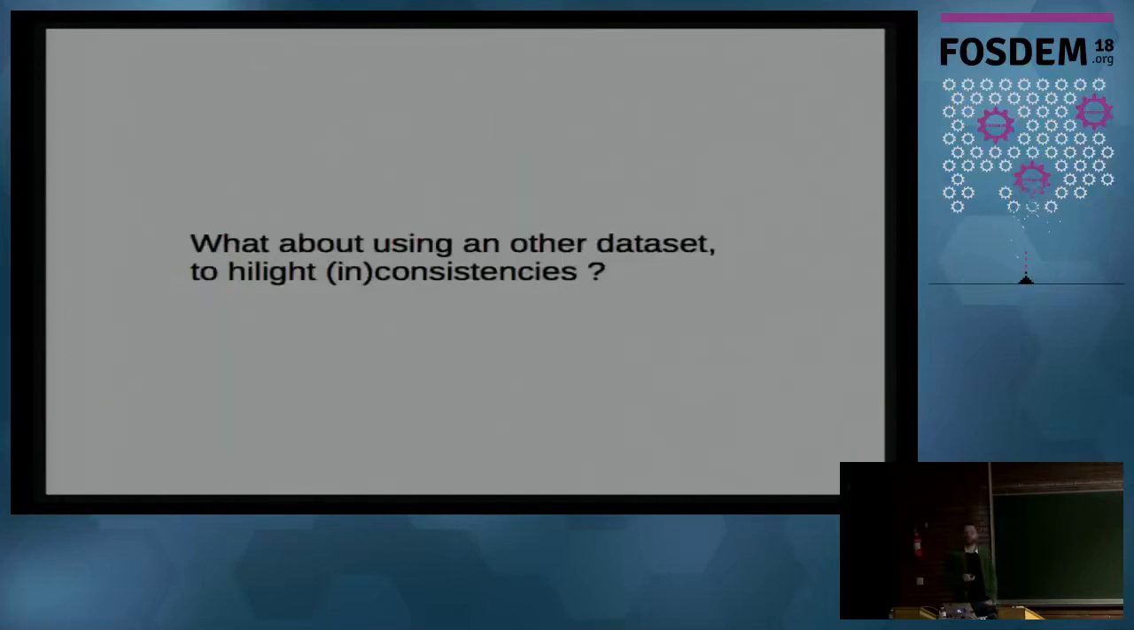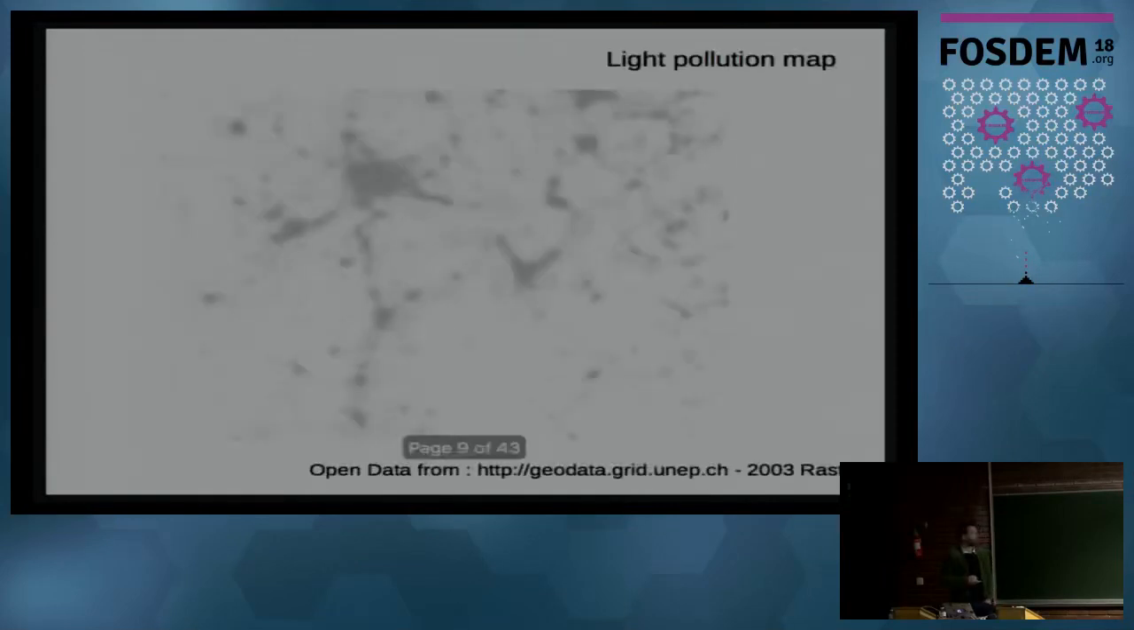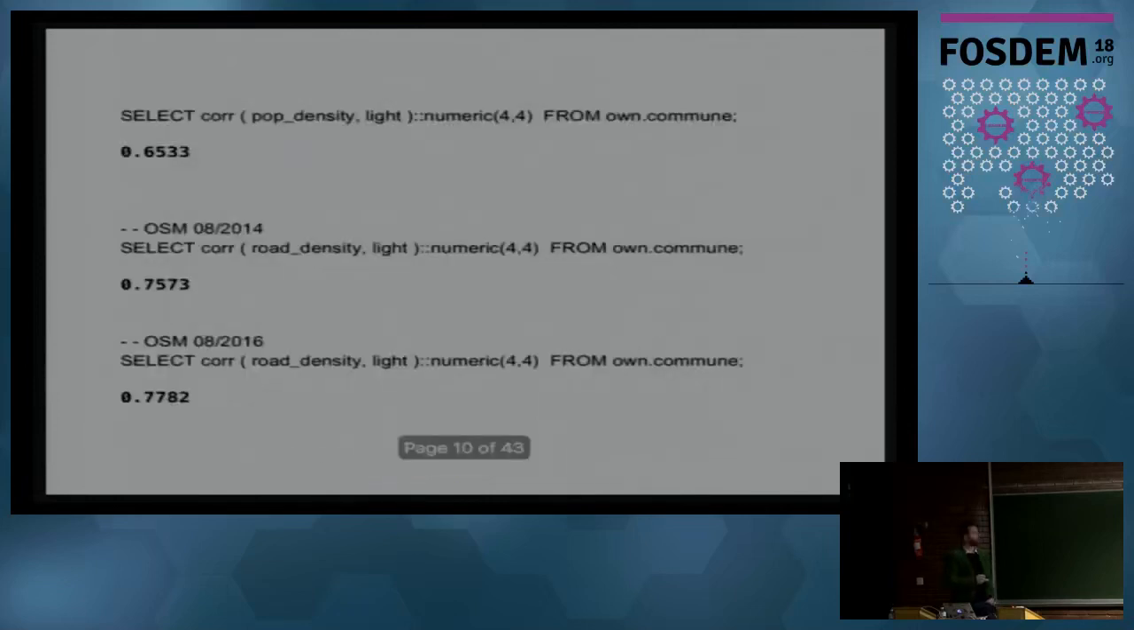To go further, one way is to cross data sets together. One example is to use a light pollution map taken at night by satellite, and to look whether there is consistency, yes or no, between the light pollution map and the roads on the ground, in the data set.